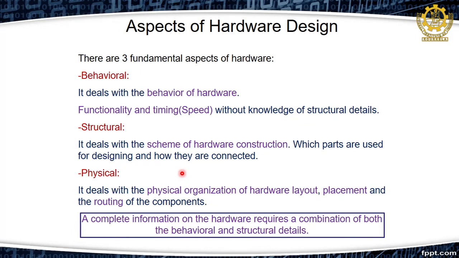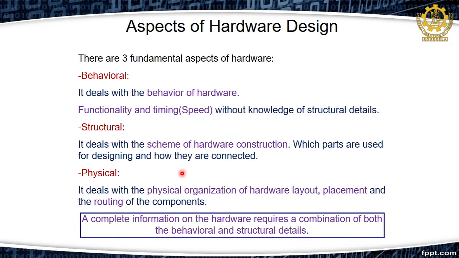Okay. So, coming to the next slide, aspects of hardware design. There are three fundamental aspects of hardware. First is called behavioral, second is called structural, and third is called physical. In detail, as the name indicates, behavioral deals with the behavior of the hardware. Here behavior indicates what is the functionality of the hardware, how it will work, what it will deliver as output, and at the same time what are its timing parameters and what will be its speed of operation.